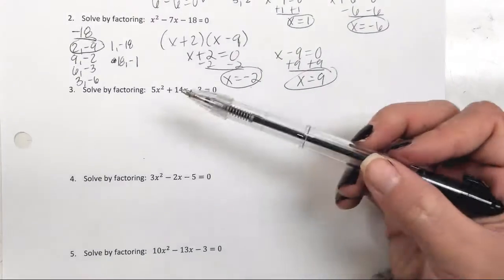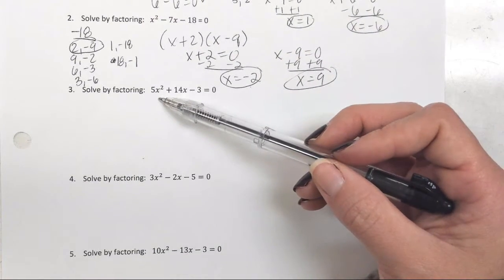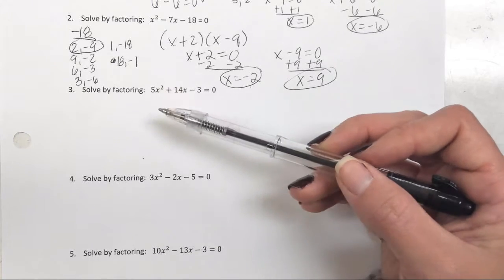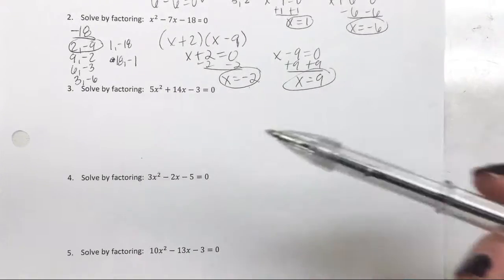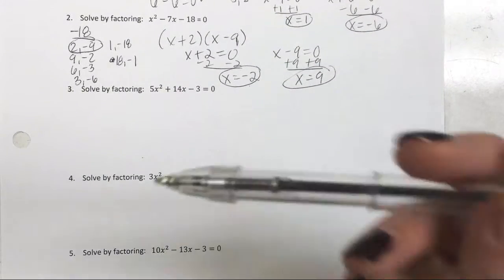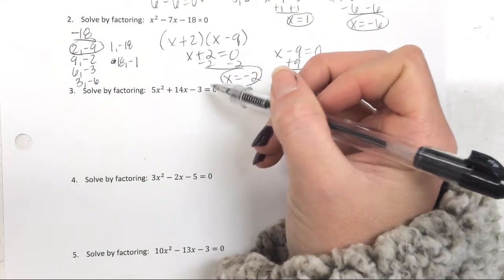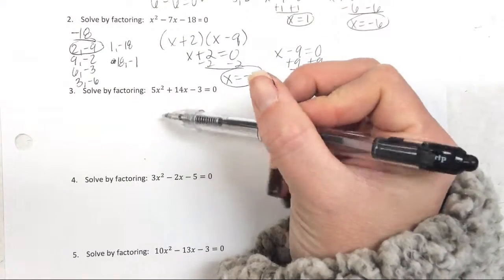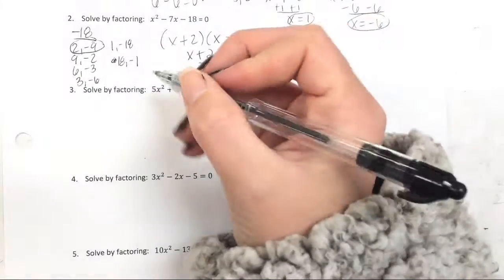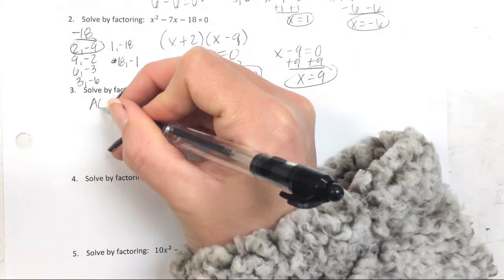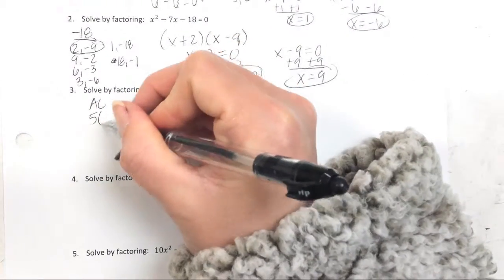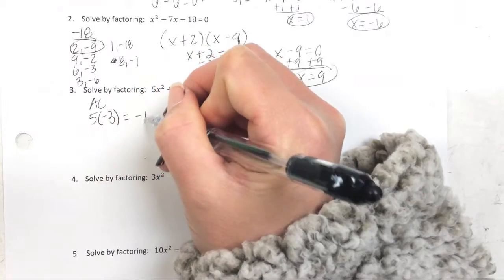Alright, moving on. So this one's different because it does not have the 1 out in front, so it's a little bit more difficult, not too much. So the first step is, instead of finding factors of just the last term, you have to find factors of a times c. So our a in this one is 5. Our c is negative 3, so we're finding factors of negative 15.